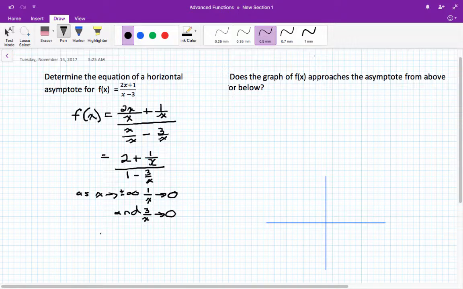So our expression becomes just 2 over 1. So like 2 plus 0 over 1 minus 0, which is 2 over 1, which of course is 2. So we could put that into our graph we have over here at the bottom right. A horizontal asymptote at y equals 2.